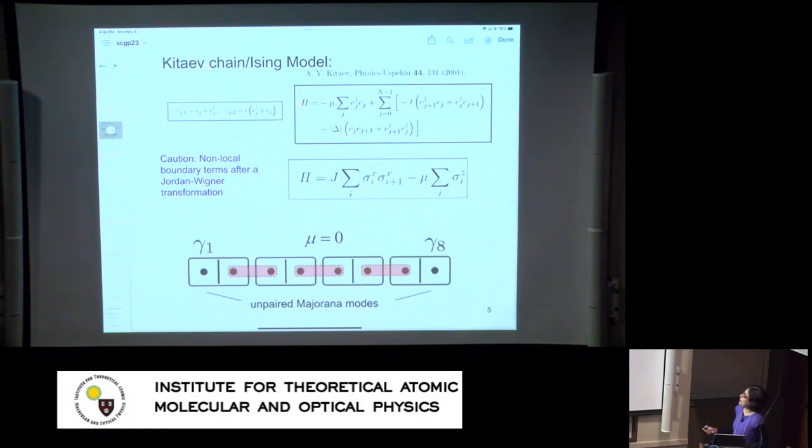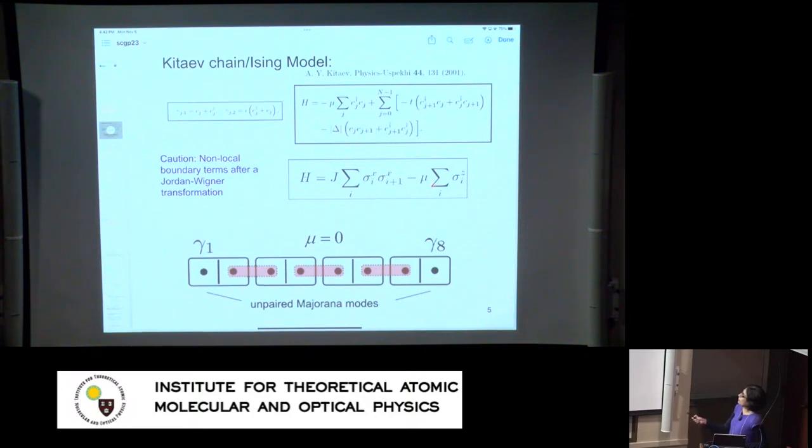So what is the Kitaev chain? The Kitaev chain is spinless fermions with some hopping amplitude T and some pairing amplitude delta, and there's a local chemical potential. You do a Jordan-Wigner transformation, and you can map this model to the famous Ising model. I just want to put a cautionary note here, ignoring some non-local boundary terms. So you get the Ising model, where in doing this transformation, I've set T equal to delta, which is equal to J.